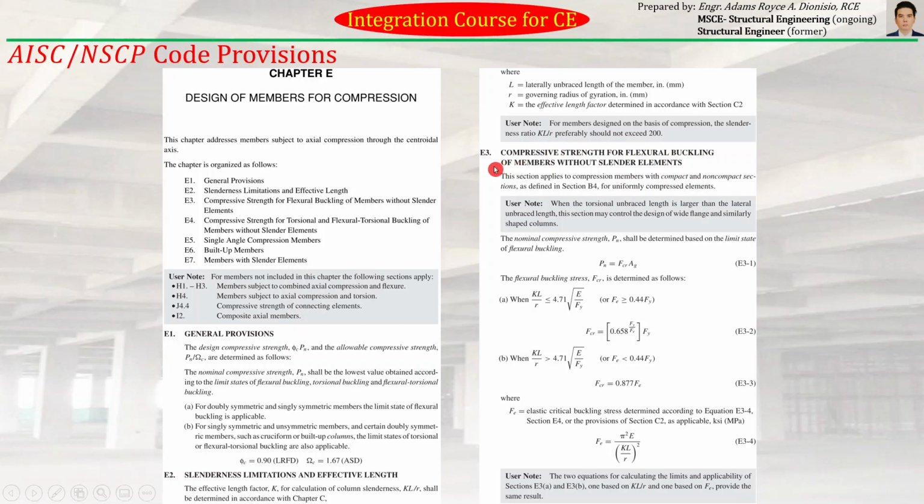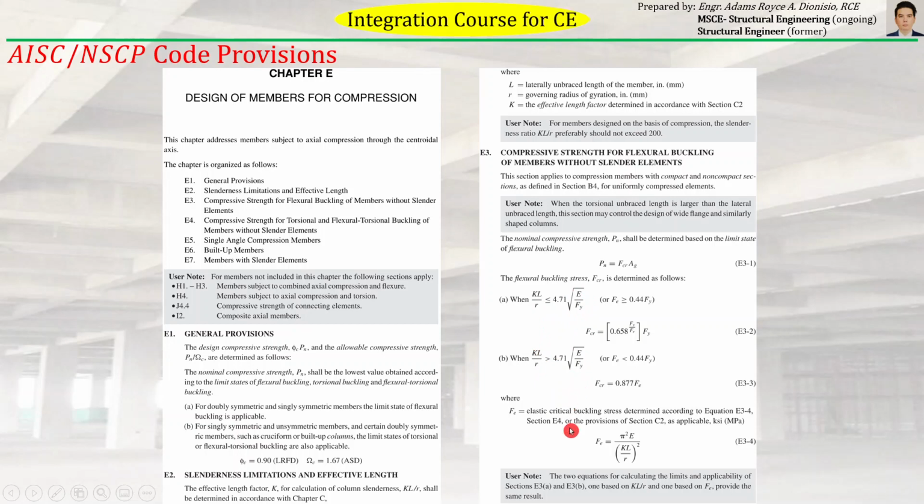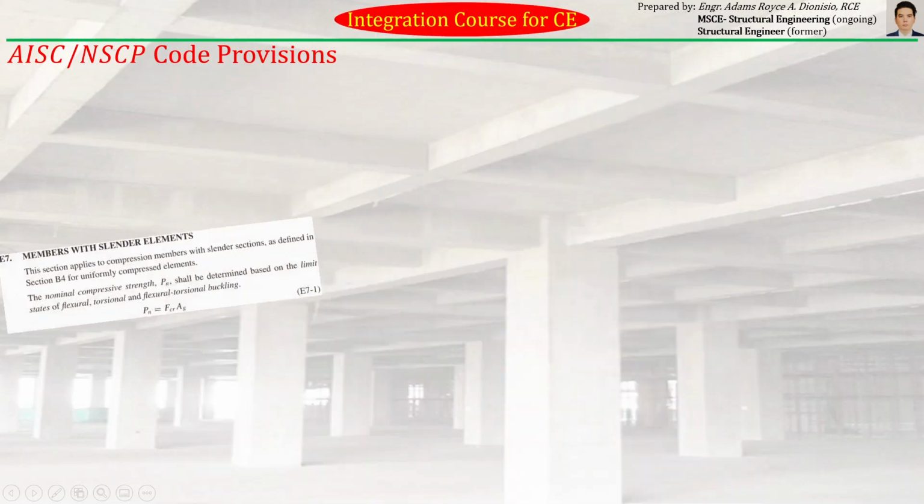And then section E3 of chapter E, here we will see the corresponding provisions for the computation of the axial strength of a column or compression member, starting with this formula, Pn is equal to FcrAg, wherein our Fcr can be computed by choosing which range we fall in, letter A or letter B. So you just have to compute the slenderness ratio there and then compare it here. We will use all of those provisions later on.